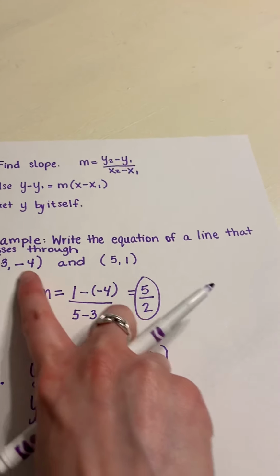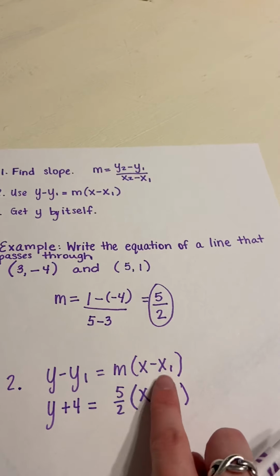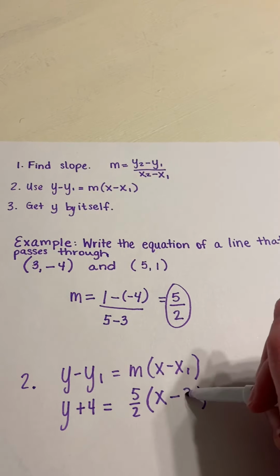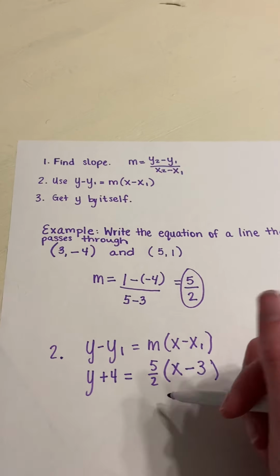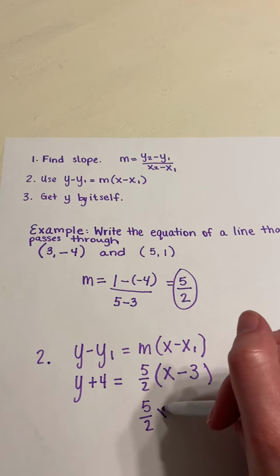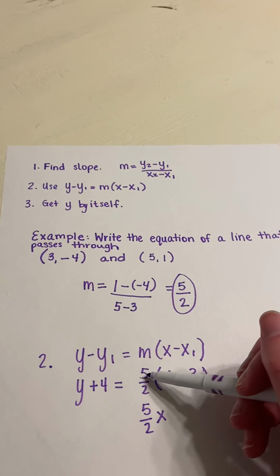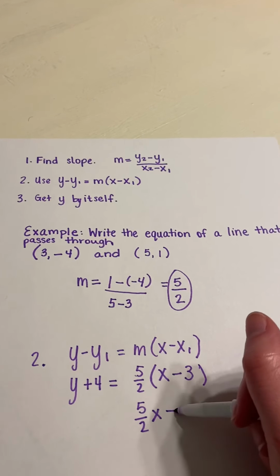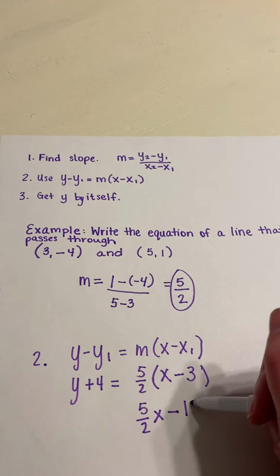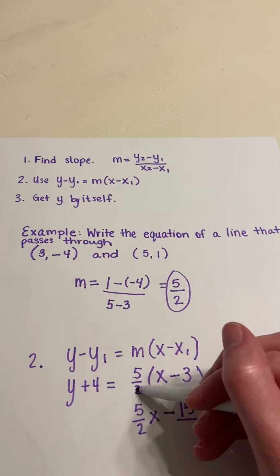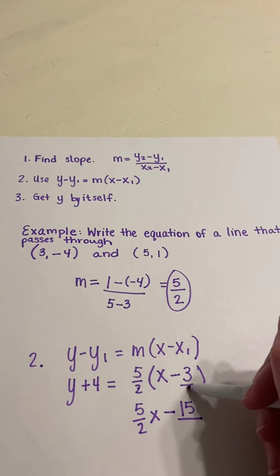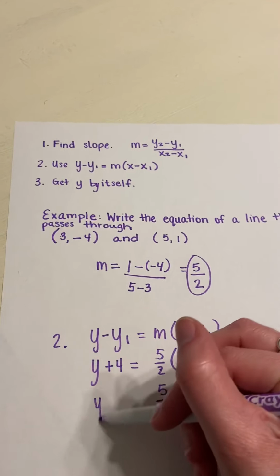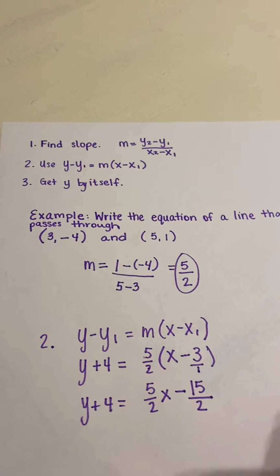The x value is 3. Anytime you plug it in, we have to switch the sign because of this negative sign. So it's now negative 3. Distribute. We have 5 halves x. Anytime you distribute, we always multiply. 5 times 3 is 15. And we have that negative sign here. So negative 15 over 2 times 1 is 2. We have y plus 4 equals all of that.